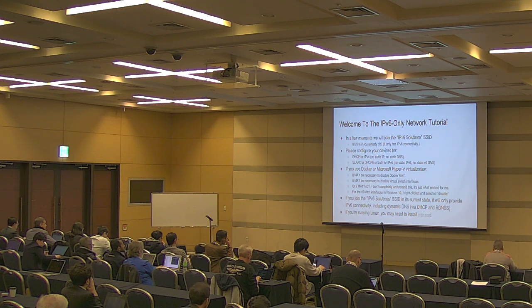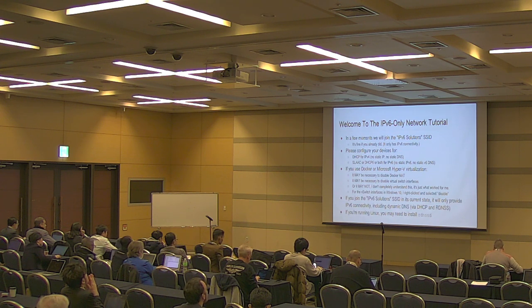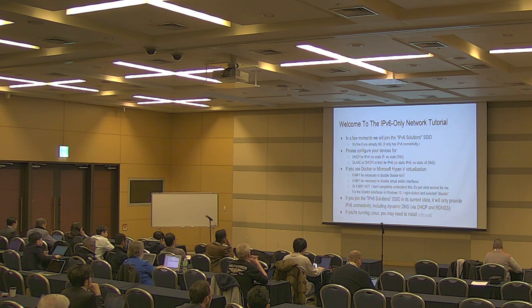If you join the IPv6 solutions SSID right now, it only has V6 connectivity, but it also gives you V6 name servers, both via RDNSS and DHCP6. So you can actually use it as a V6-only network in the purest sense right now. And if you're running Linux, you might need to install RDNSSD, which is a daemon that listens on the wire, and if it hears router advertisements with DNS servers in them, it'll install them in your resolv.conf.